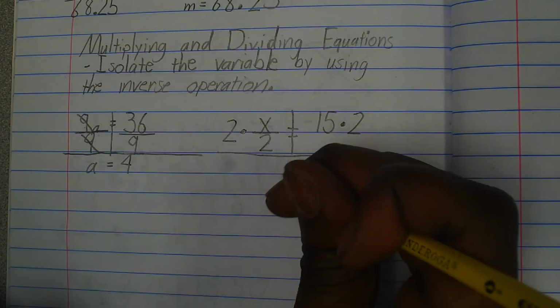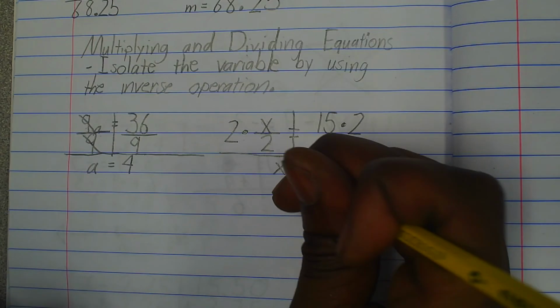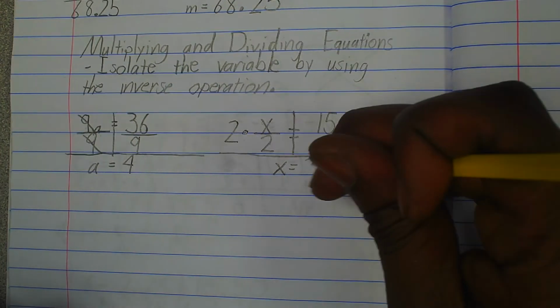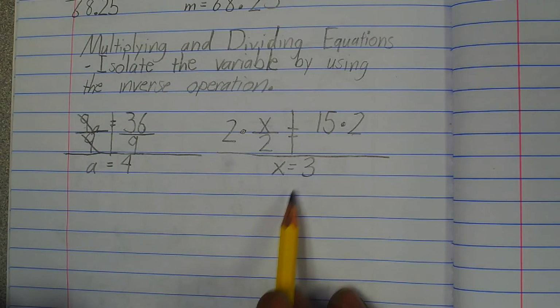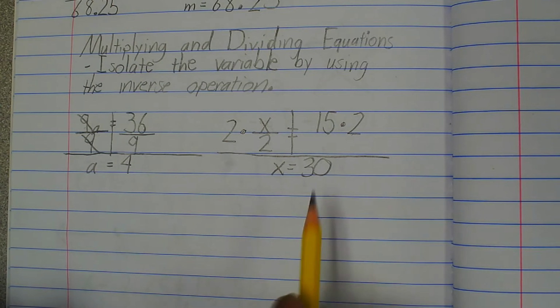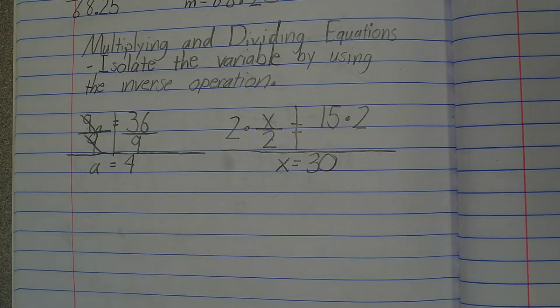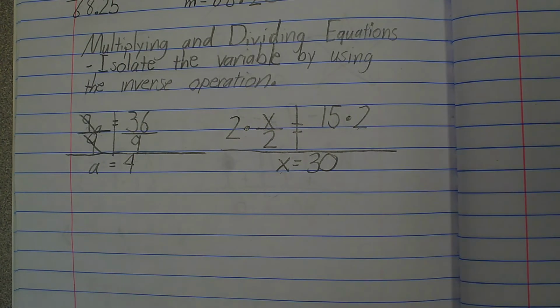So now we're going to solve for x. Of course, when we multiply 15 times 2, that's going to give us 30. So x equals 30. All right. Are there any questions so far? All right, here we go.